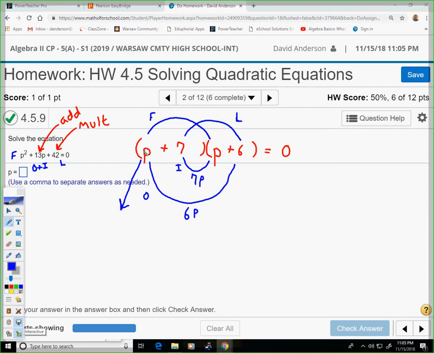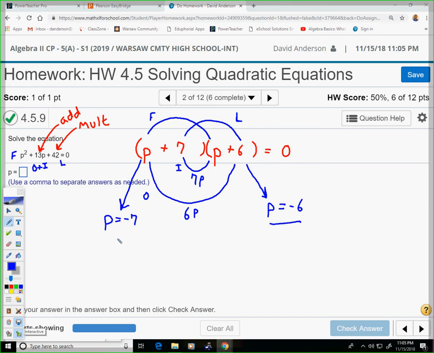Well, if this was a negative 7, if it was the opposite of this, it'd make this binomial factor 0. So that'd be negative 7 plus 7. p equals negative 7. And same thing over here. If I plugged in the opposite of this in for p, that would make this binomial 0. So p would equal negative 6.